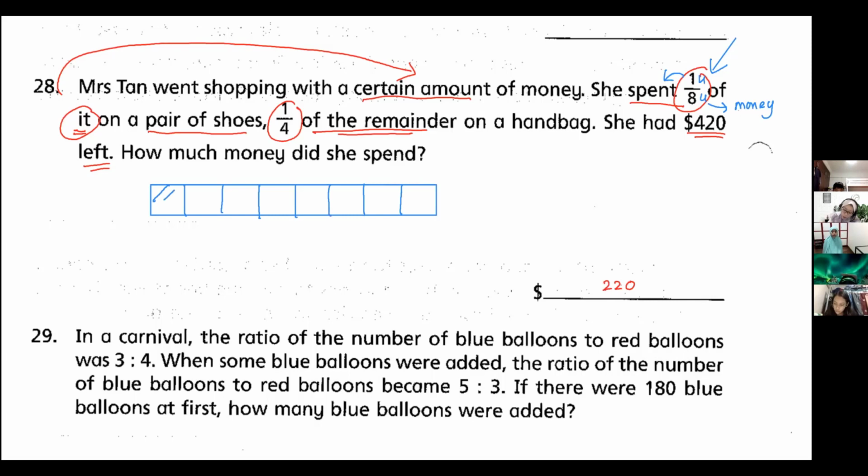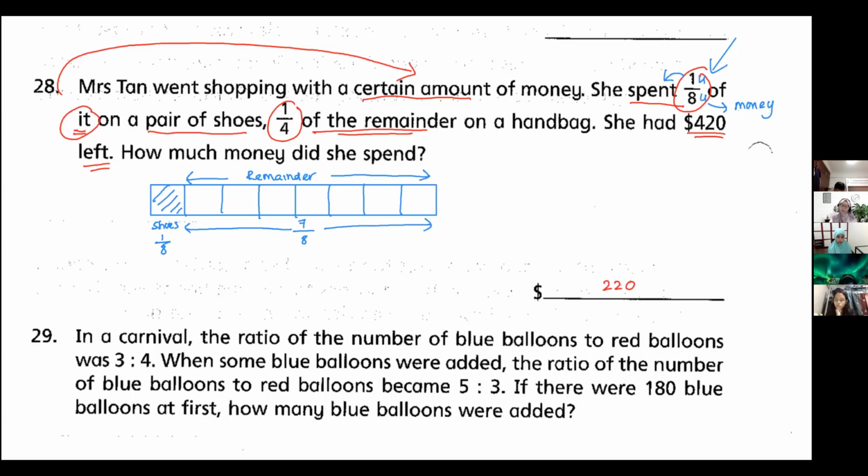So she spent 1/8 of it. This one will be on shoes. Then there is the remainder, all of this is the remainder. How many is the remainder? This one I know is 1/8. Then the remainder, how many of it? 1, 2, 3, 4, 5, 6, 7. 7/8 is my remainder.